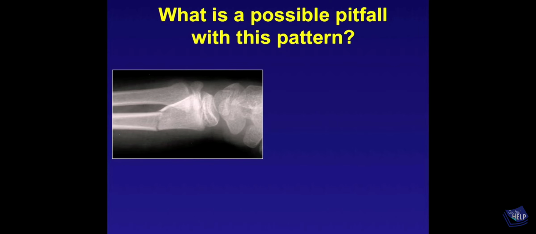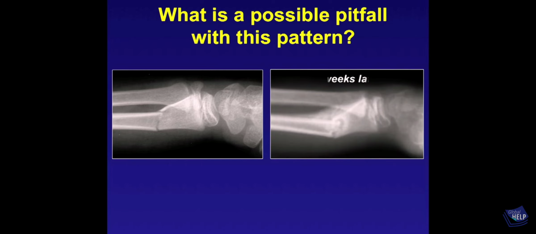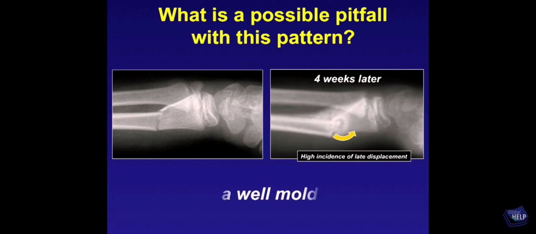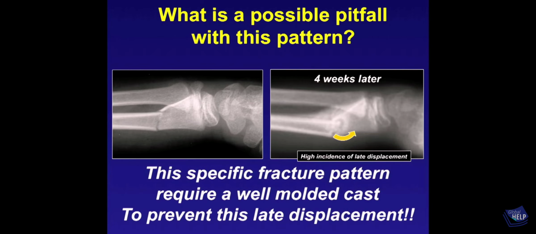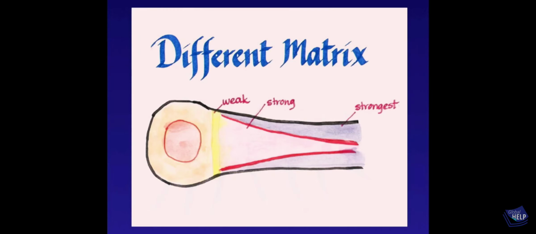So this is a fracture that you have to be aware of. This is called a green stick fracture, and these have a tendency to have late displacement. And you can see here there's a high incidence of late displacement of these from the muscle forces. And so this specific fracture requires a very well-molded cast, and you need to tell the parents there may be a little displacement, but it's within the limits of remodeling.